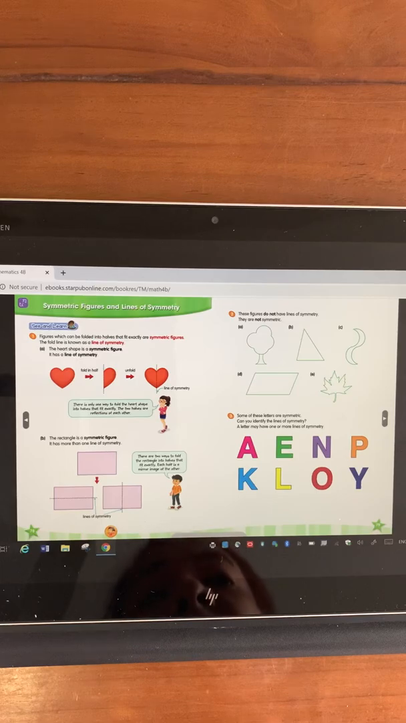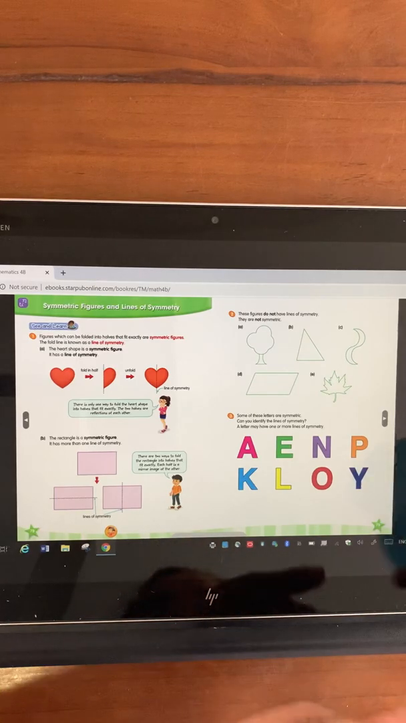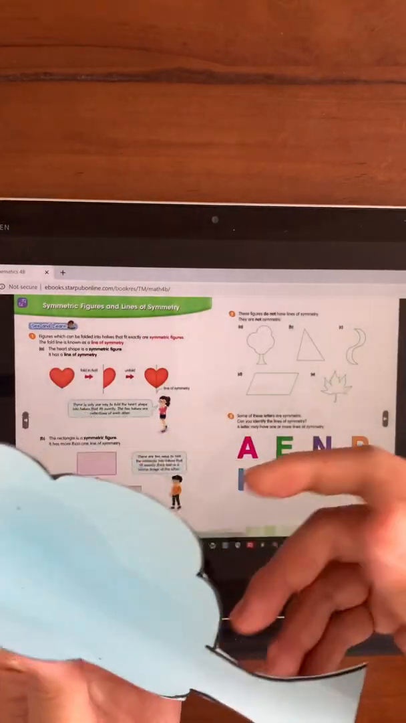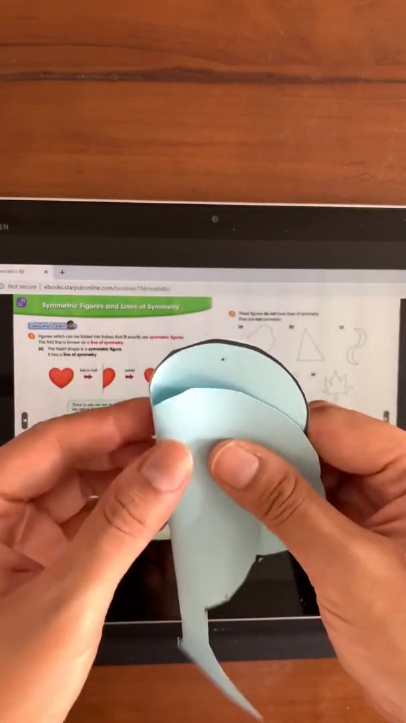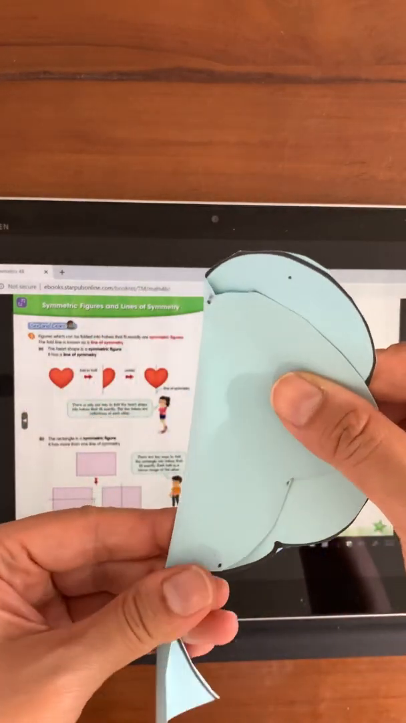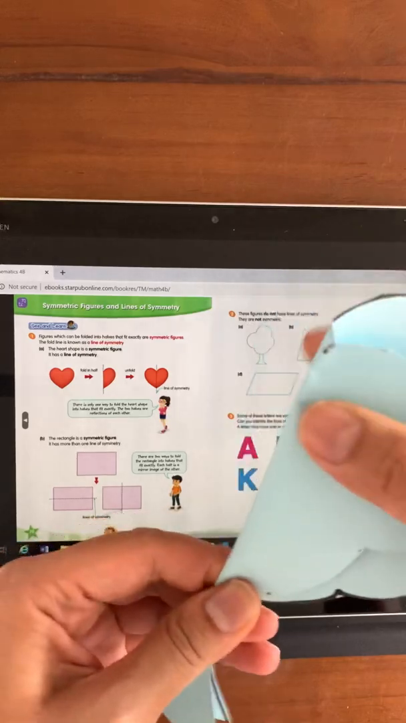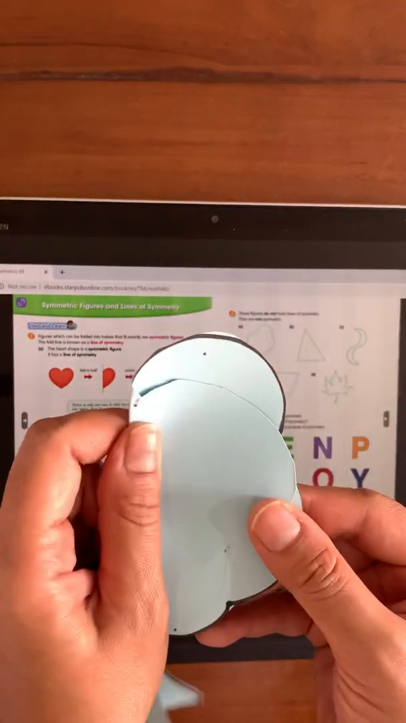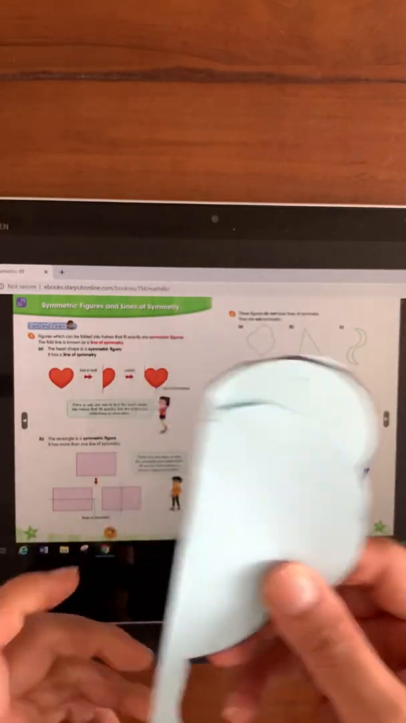something like a tree. Now, do you think that is symmetric? If I have a cutout of the tree over here, and I try to fold it into half, you will see that it does not actually match. So it cannot be folded into two equal halves. So this tree is not a symmetric figure.